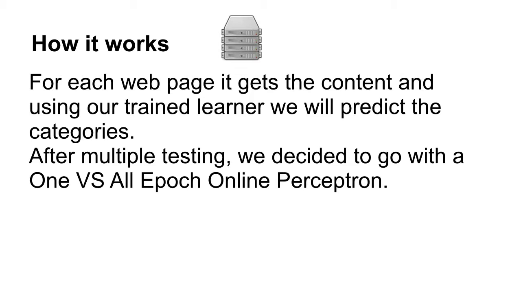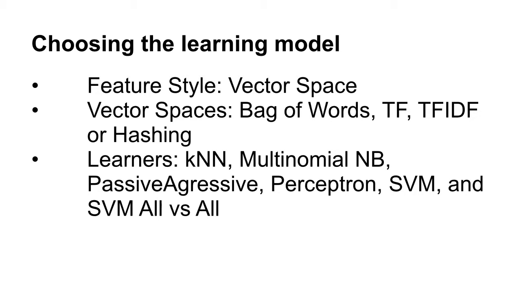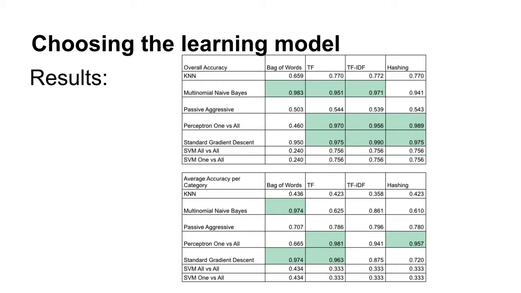To choose between the learners, we decided on our options for the vector space: bag of words, TF or TF-IDF, or hashing. Then the learners were k-nearest neighbors, multinomial naive Bayes, passive-aggressive perceptron, SVM, and SVM all versus all. This gives us 28 different learners. We evaluated them all against our testing dataset, and the results were that multinomial naive Bayes, perceptron 1 versus all, and standard gradient descent are overall the ones with best accuracy.